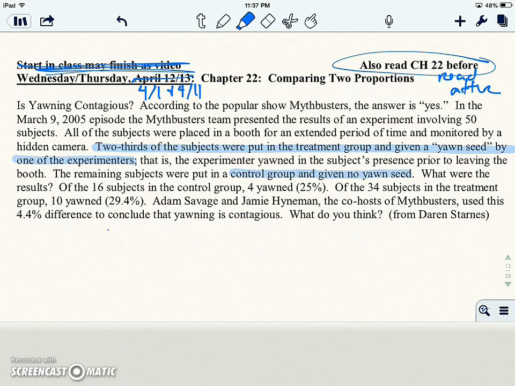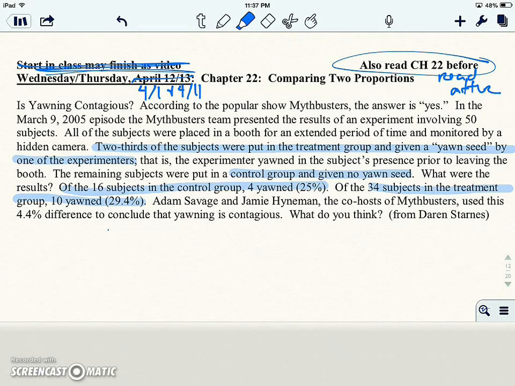What were the results? Well, of the 16 subjects in the control group, 4 yawned, and of the 34 subjects in the treatment group, 10 yawned. Adam Savage and Jamie Hyneman, the co-hosts of Mythbusters, used this 4.4% difference to conclude that yawning is contagious. But the question is, what do you think?